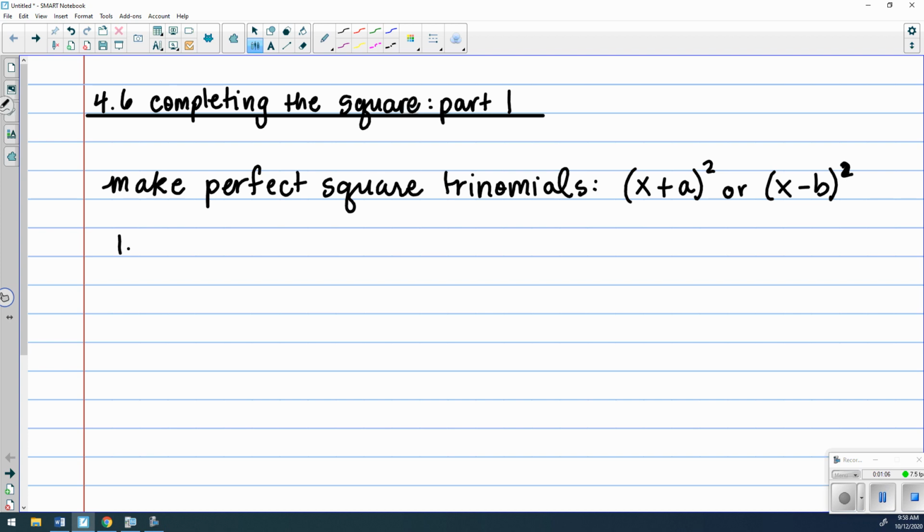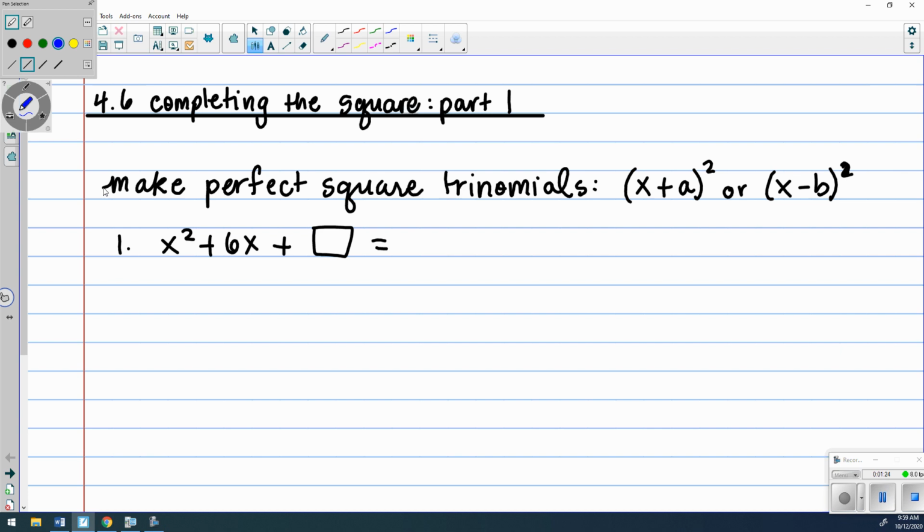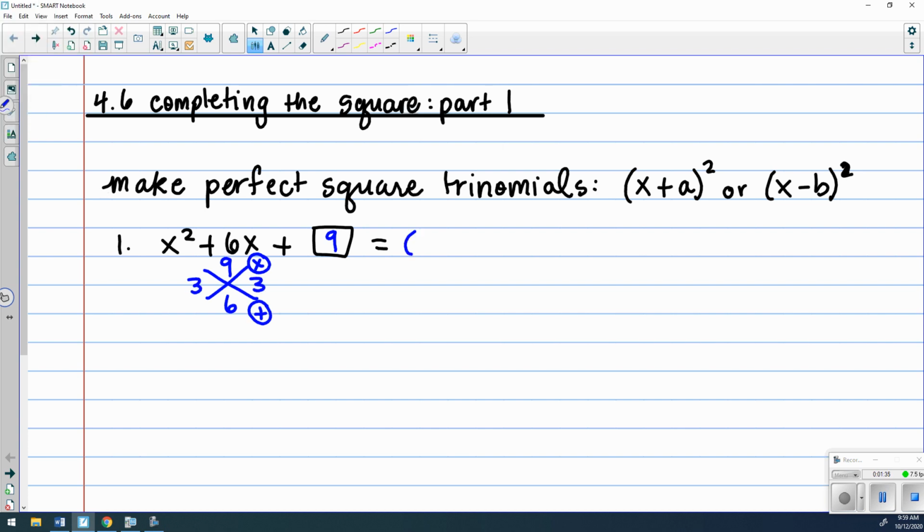Example 1, x squared plus 6x plus something can turn into a perfect square trinomial and then be factored to look like x plus a quantity squared. What will complete this square is the number 9. If I plug in a 9 right here, what 2 numbers will multiply to 9 but add up to 6? That would be 3 and 3. And so I can rewrite this as x plus 3 quantity squared.